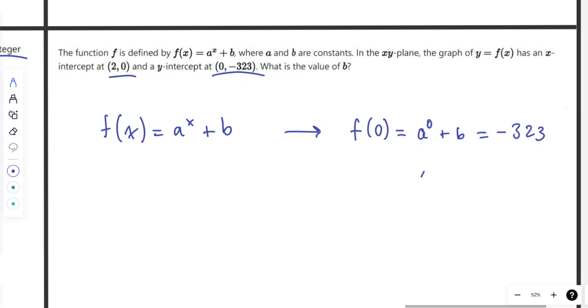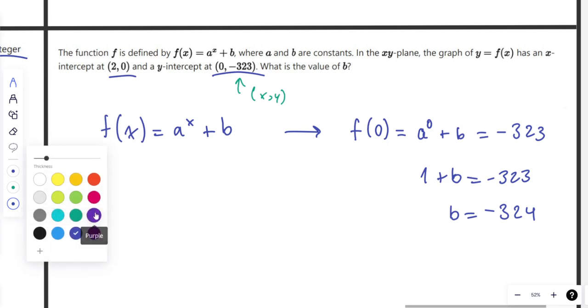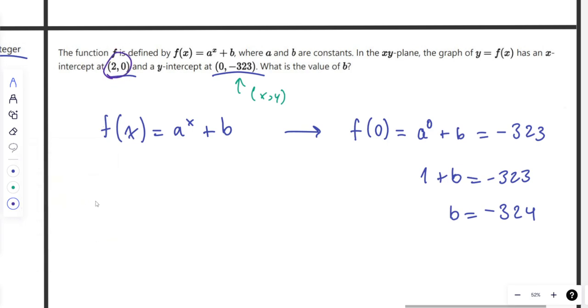a to the 0 is just 1, plus b is equal to negative 323. And then b is equal to negative 324. The reason I use 0 to substitute for x is because I have this ordered pair (x, y). Actually, the next substitution I could make is this one, (2, 0), which I don't even need to do because it's only asking for b. I don't need to find the value of a, though I could now if I wanted to. But yeah, it's just negative 324.